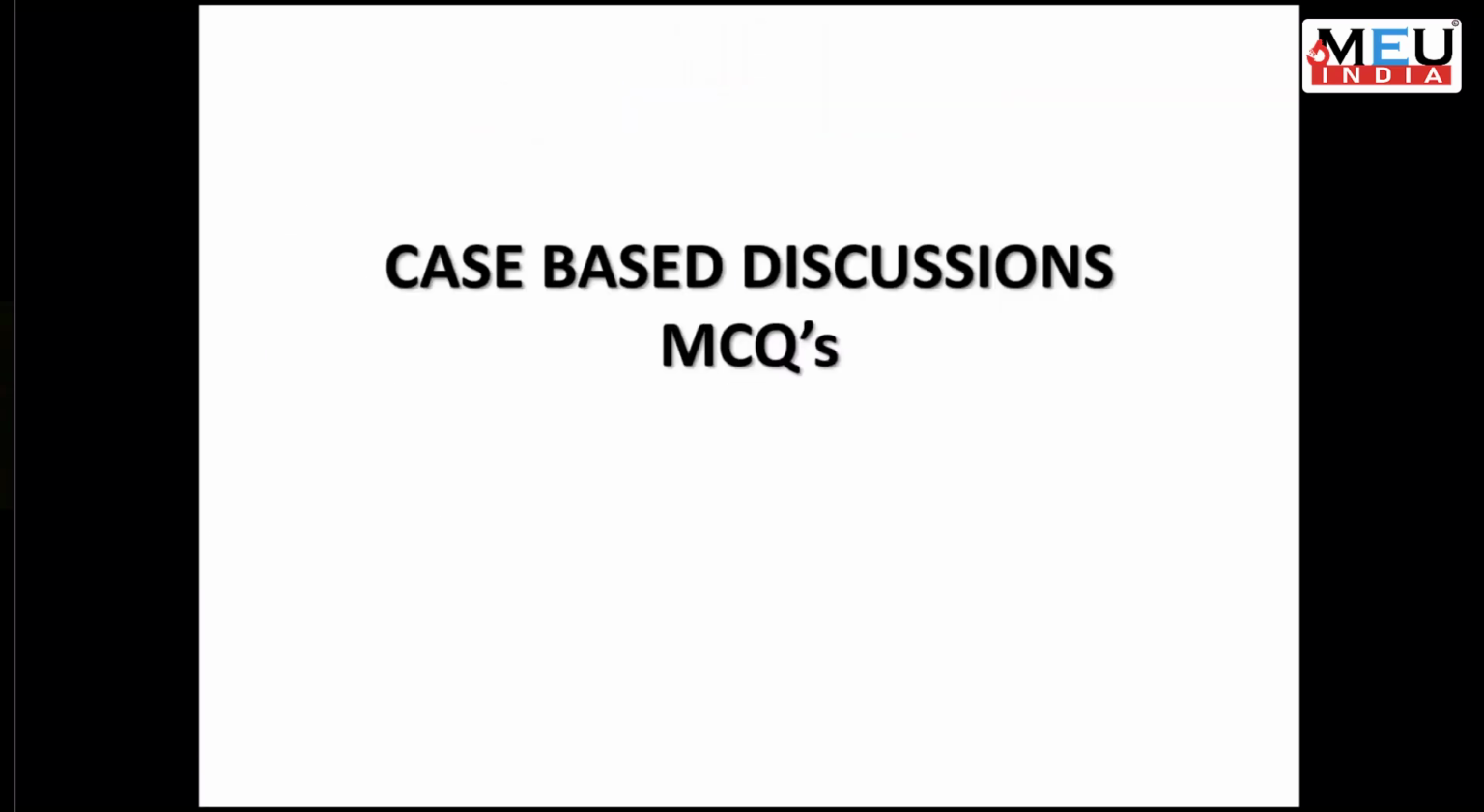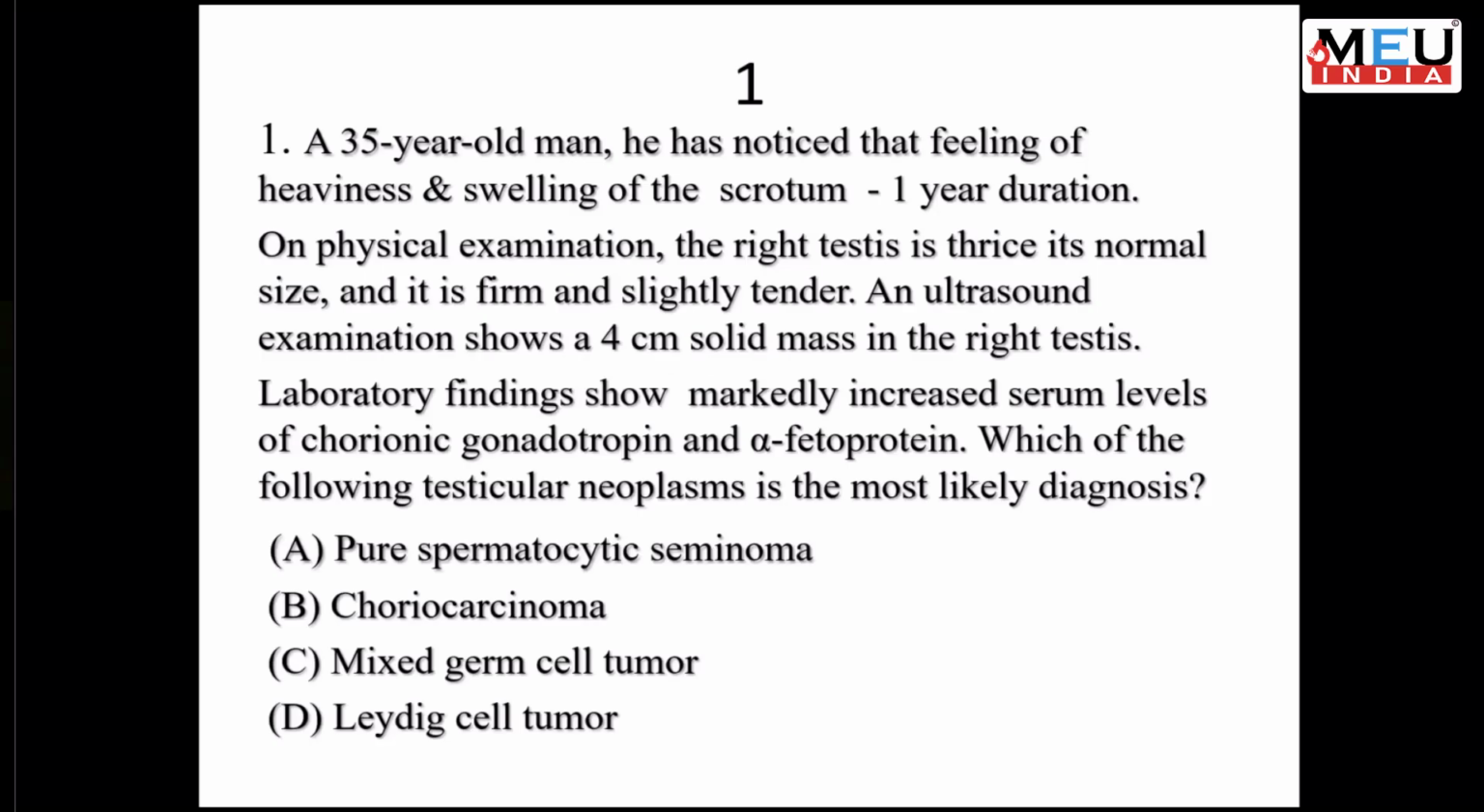Then we'll move on to case-based discussion in the male genital tract. A 35-year-old man has noticed a feeling of heaviness and swelling of the scrotum for 1 year. On physical examination, the right testis is three times its size, firm and slightly tender. An ultrasound examination shows a 4 centimeter solid mass in the right testis. Laboratory findings show markedly increased serum levels of chorionic gonadotropin and alpha fetoprotein. Which of the following testicular neoplasms is the most likely diagnosis?